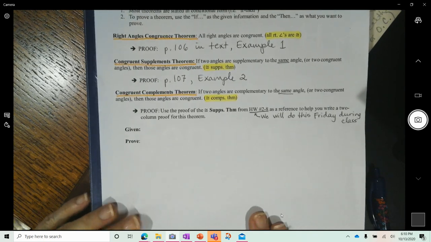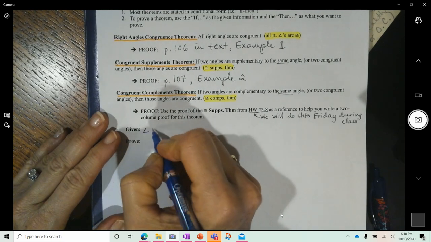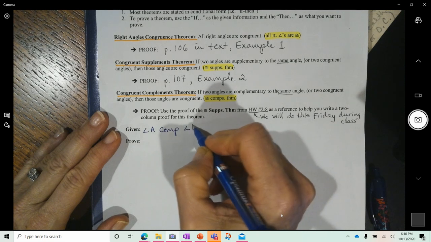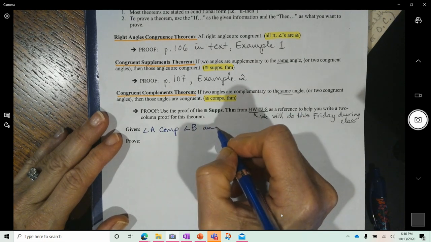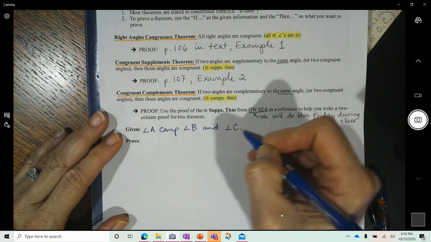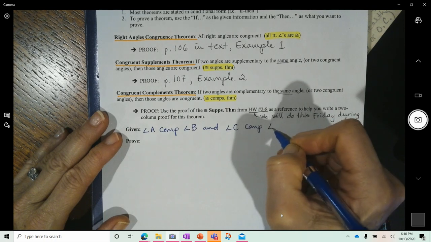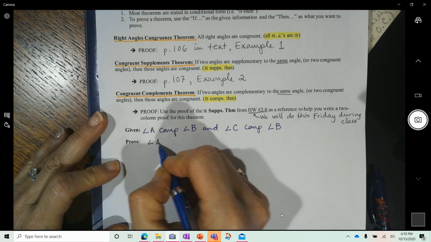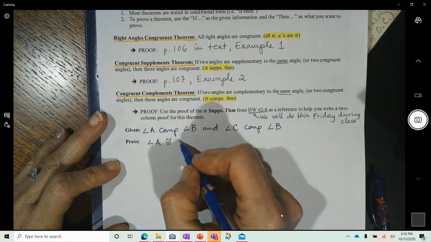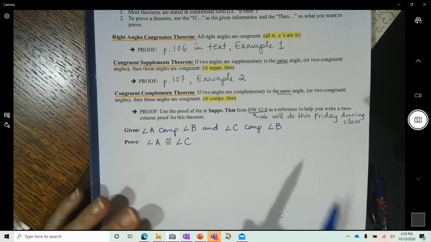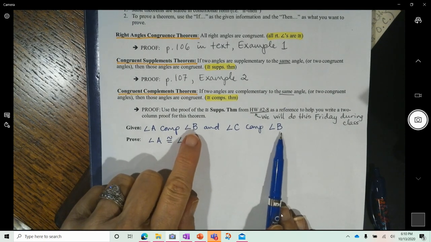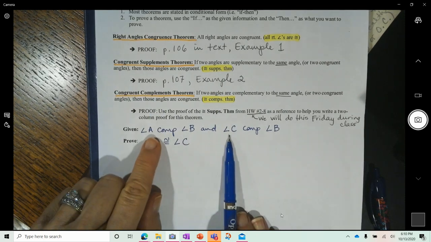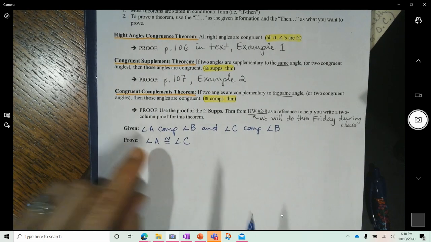And here's how we're going to start. Our given is that angle A is complementary to angle B and angle C is complementary to angle B. What we want to prove is that angle A is congruent to angle C, because they're both complementary to angle B. So this theorem says that they will be congruent to each other.